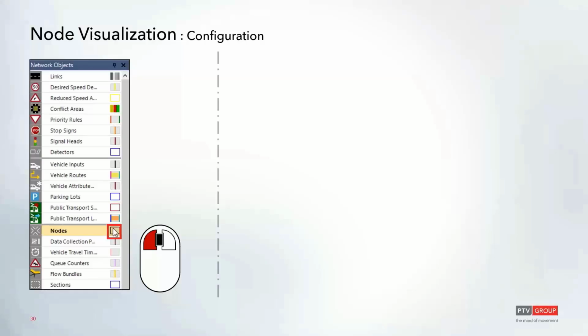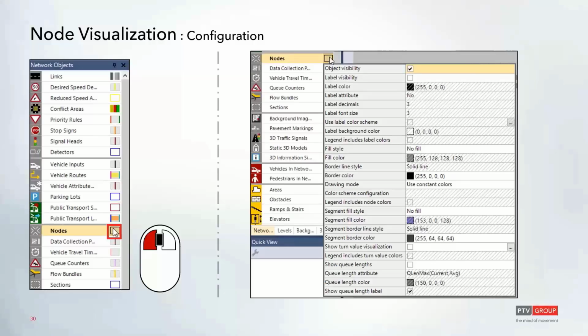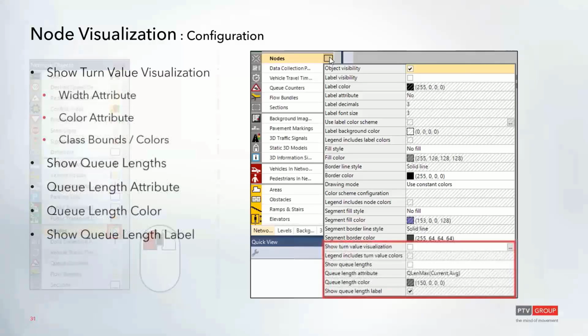So like links, all the node configuration is going to be done by left-clicking on that graphic parameters box next to nodes in this case. And once you have that selected, that will bring up that node graphic parameters window. So the node configuration we're going to cover today is going to be all down here in this bottom section. And this has a couple options up here for that turn value. And then all of the rest down here are for the queue length.